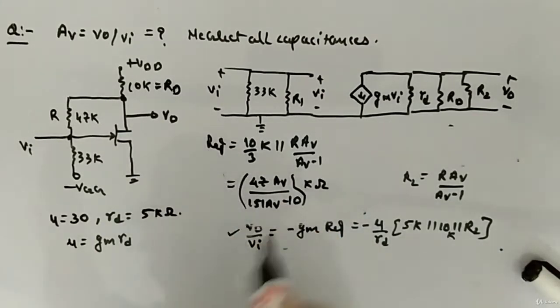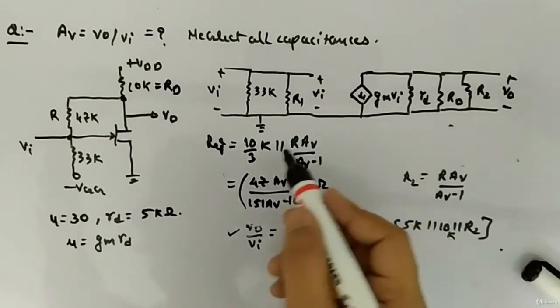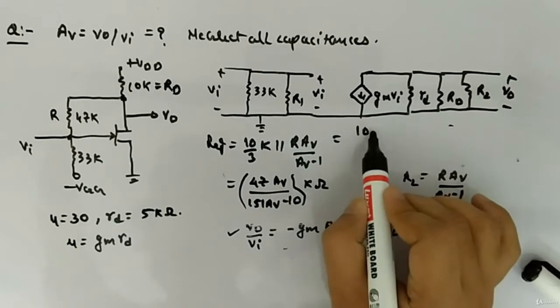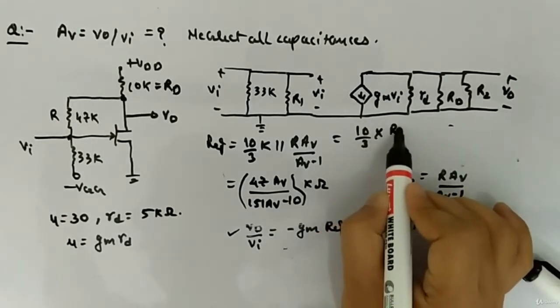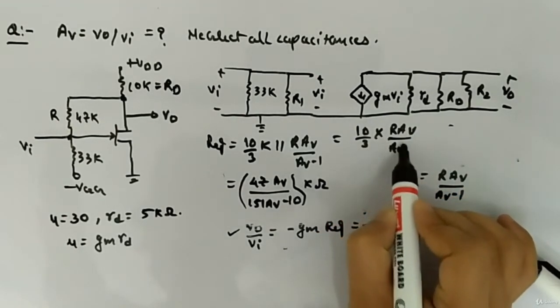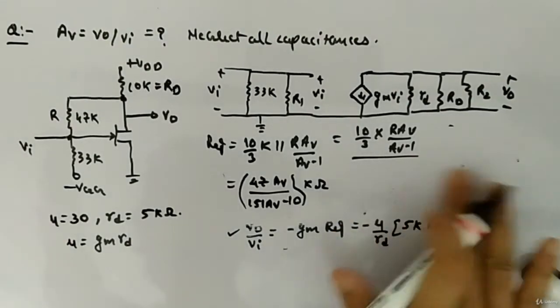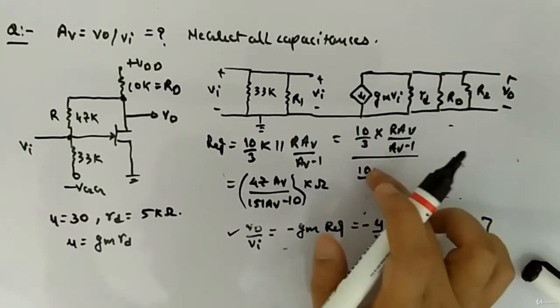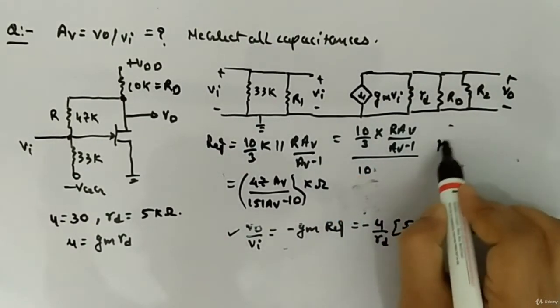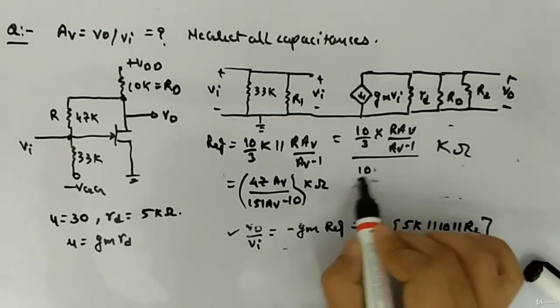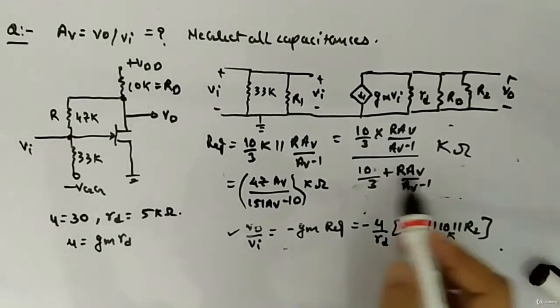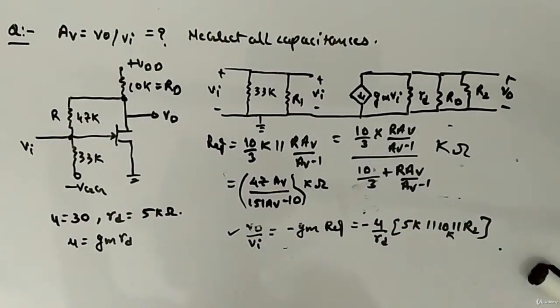So the R equivalent is just the parallel combination of these two. You can write 10 by 3 into R AV divided by AV minus 1, divided by the sum of these. The kilo ohm I'll remove because I'll write it directly outside. So 10 divided by 3 plus R AV divided by AV minus 1. You take the LCM, solve it, you will get this. This is just to give you an explanation; it is not required, but you can do that.